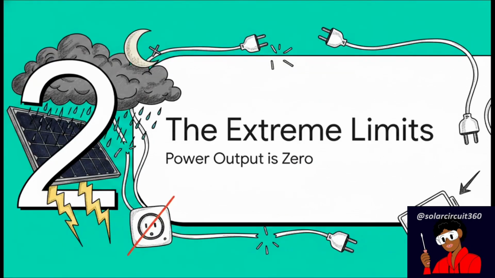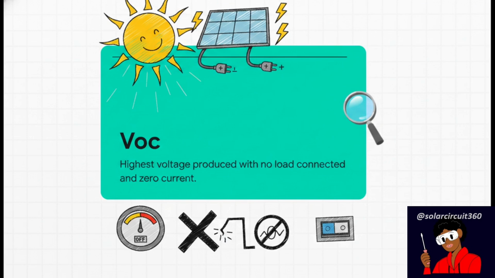Moving right along to Section 2, the extreme limits. Let's kick things off with VOC, or open circuit voltage. This is literally the absolute highest voltage a panel can produce when there's no load connected, meaning the current is sitting at exactly 0. Just imagine a panel sitting outside in bright, glorious sunlight with its cables completely disconnected. You can think of VOC as the maximum available pressure building up inside that panel, just waiting for a path to push that energy through.